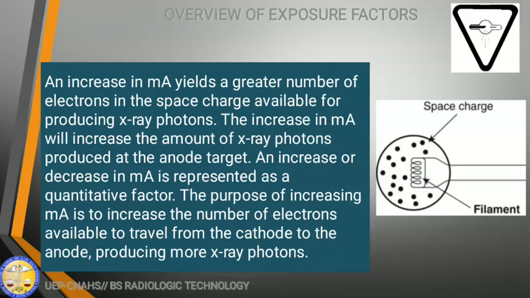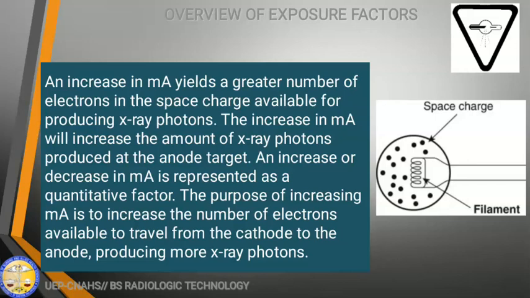The increase in MA will increase the amount of X-ray photons produced at the anode target. An increase or decrease in MA is represented as a quantitative factor. The purpose of increasing MA is to increase the number of electrons available to travel from the cathode to the anode, producing more X-rays. So the number of electrons is what we discuss in milliampere. In KVP class, do not forget the energy of the X-ray photon. As I said earlier, it is the energy or the force that is needed to push these electrons to travel from the cathode to the anode.